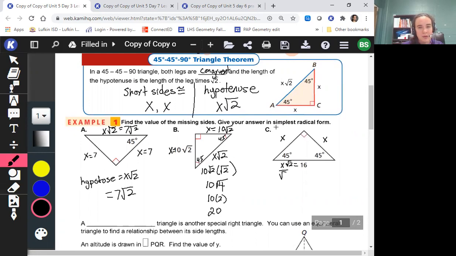That means we're going to divide by the square root of 2 on both sides and do like what we did a couple of days ago. So we have x equaling 16 over the square root of 2. And we need to multiply by the square root of 2 over the square root of 2, which equals 16 square root of 2 over 2, because the square root of 2 times the square root of 2 is the square root of 4, and the square root of 4 is 2. And this can be reduced because 16 is divisible by 2, and that equals 8 square root of 2. So both of these sides, which are x, are 8 times the square root of 2.